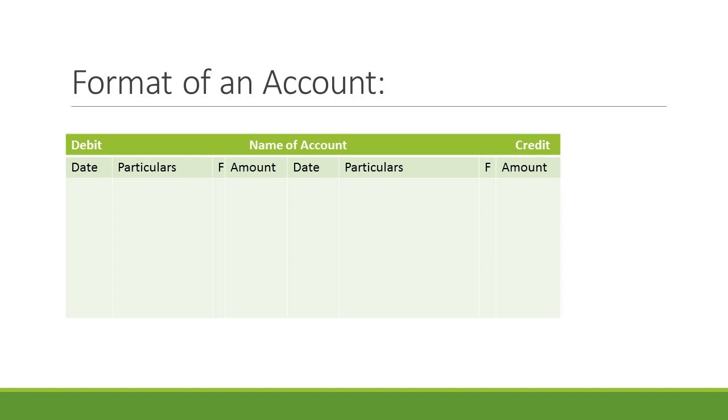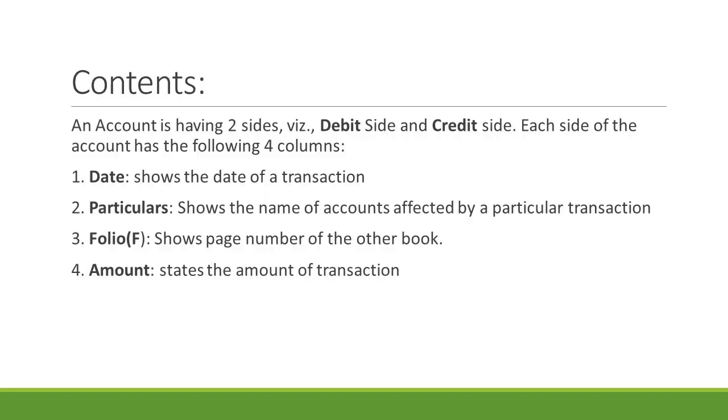Then coming to the format of an account, this is the format. You have to write the heading, the name of the account, and there are two sides in the account. They are debit and credit. Every account has two sides, namely debit side and credit side. Each side of the account has the following four columns.